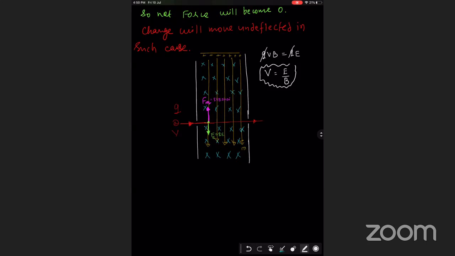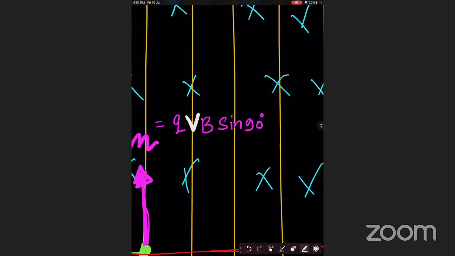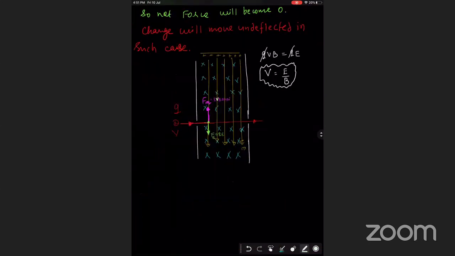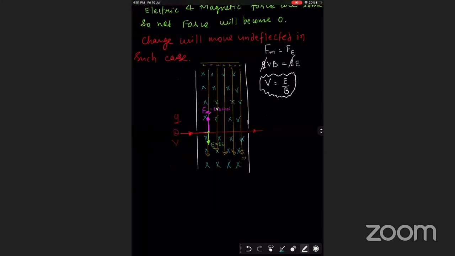Because magnetic force depends on velocity, if you change the velocity, the magnetic force will change. So only those charges which have some particular velocity will pass straight without any deviation. Am I right? Yes, sir. Okay. So only those charges which have this velocity can pass without deviation, because on these charges the magnetic force and electric force are equal and opposite. So the net force will be 0 and it will pass straight. Okay, this is the concept of velocity selector.